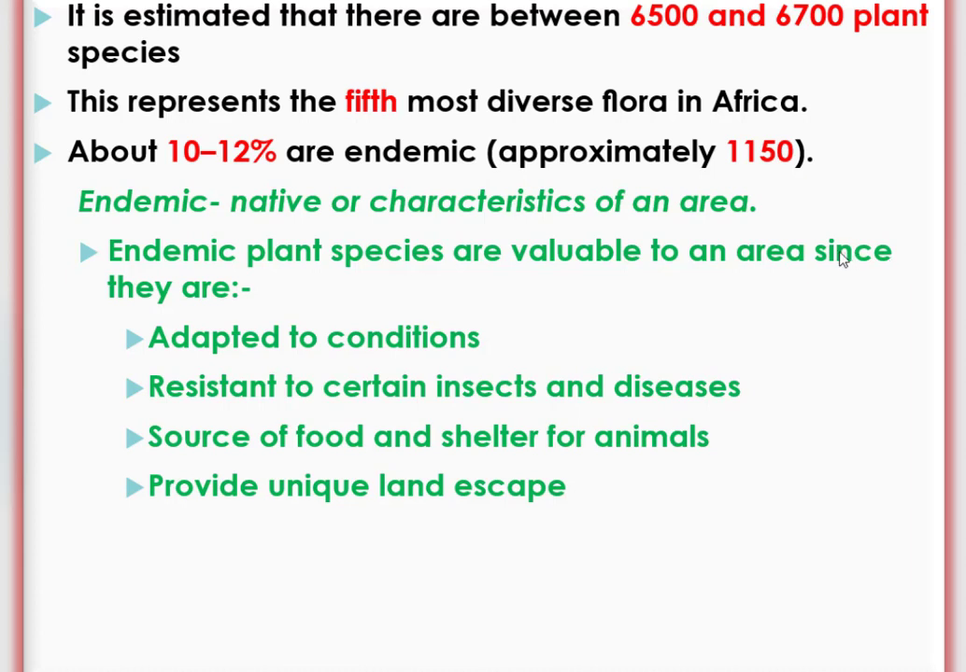From this number of plant species in Ethiopia, about 10 to 12% are endemic, which is approximately 1,150. Endemic species means native or characteristic of an area and only found in that area. Endemic plant species are valuable to an area because they are adapted to the conditions, resistant to certain insects and diseases, a source of food and shelter for animals in that habitat, and provide unique landscape.